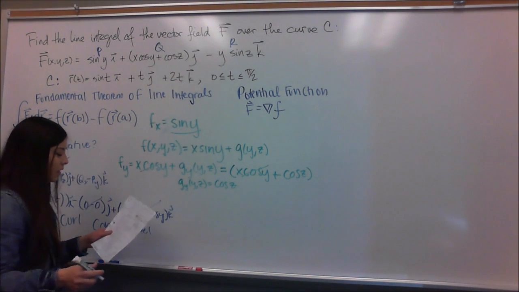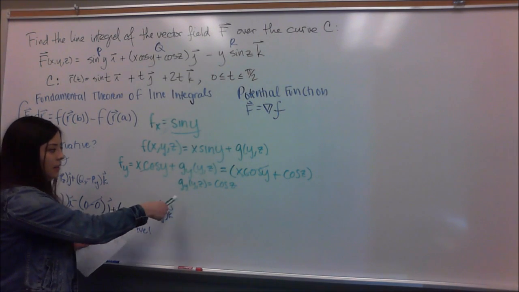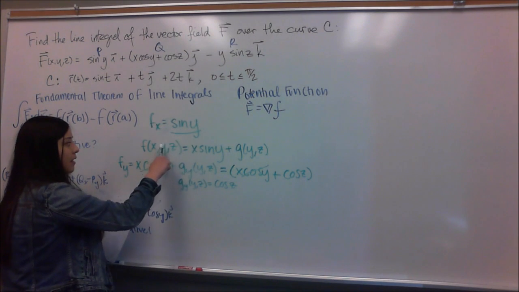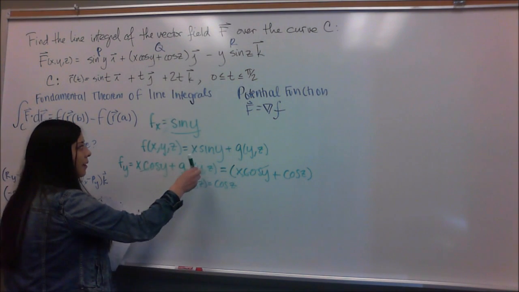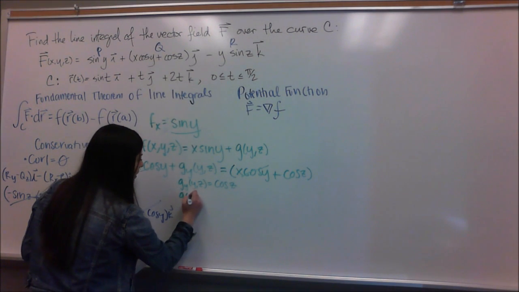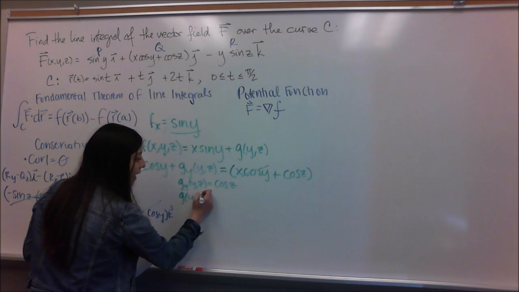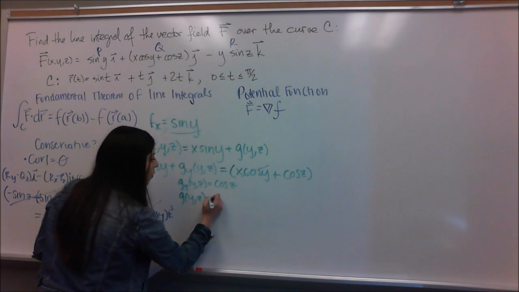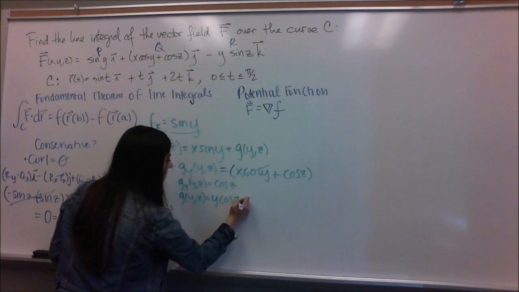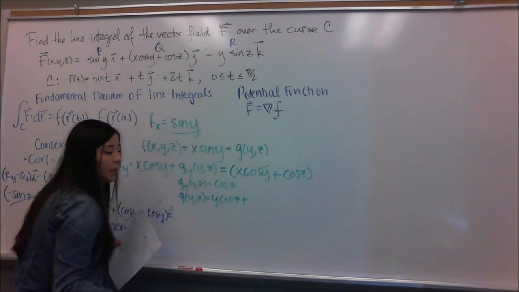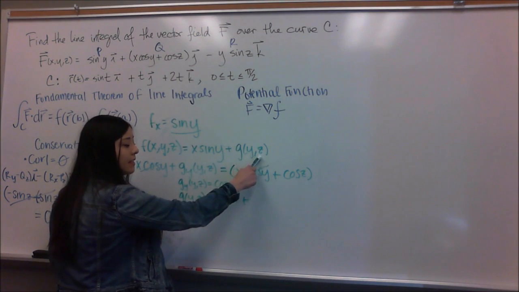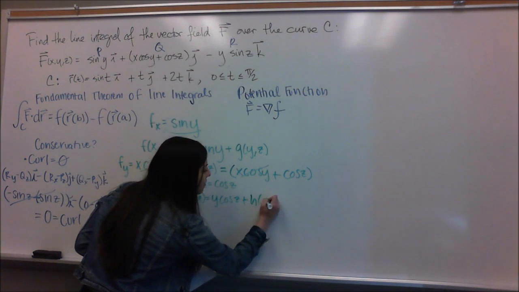However, we want g of y of z, not the partial with respect to y. So, as we did earlier, we're going to take the antiderivative of this with respect to y. So, we know that this would have a y in it. And we want to account for the z component, as we did earlier, like we accounted for the y and the z. So we're just going to call that h of z.